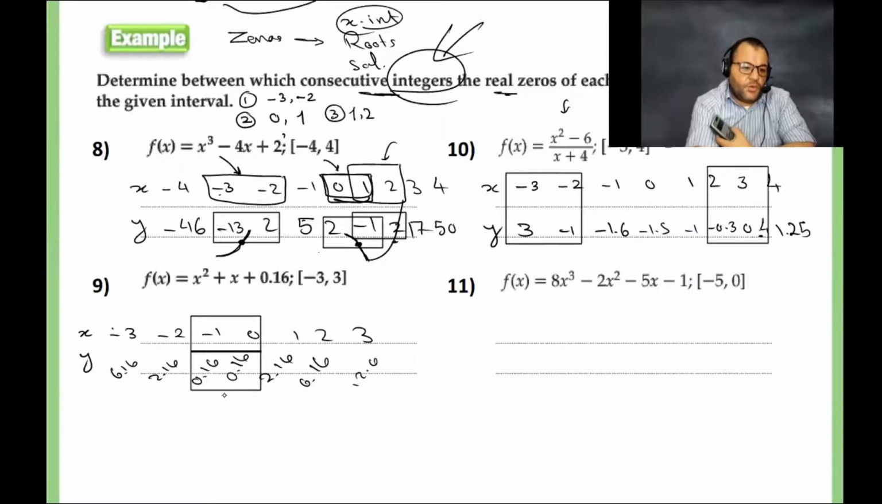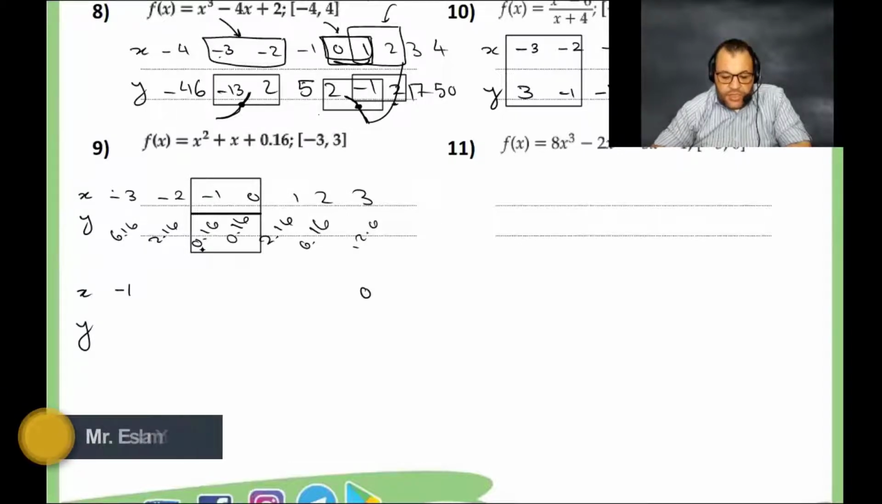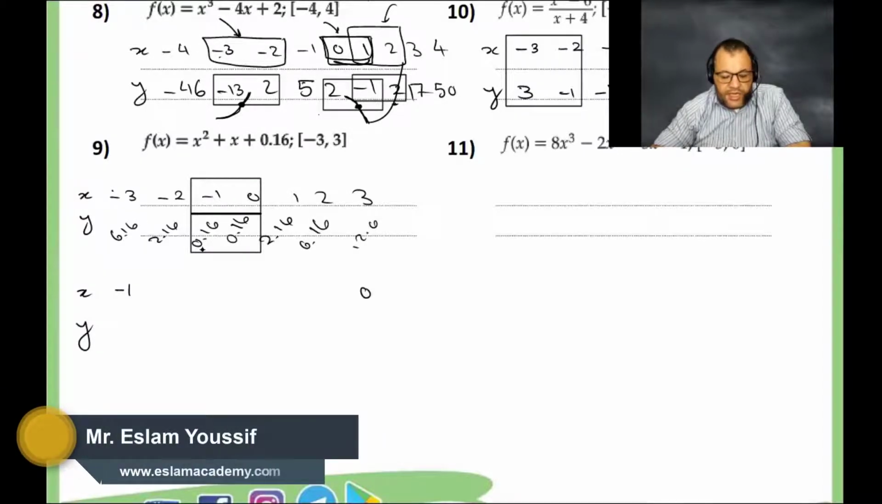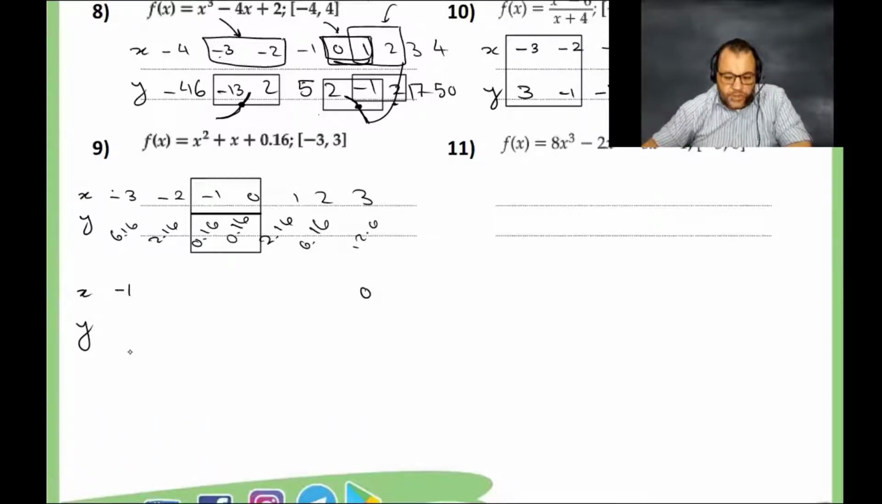Repeat again for the table for this one. We have x and we have y. You have to start from -1 and end at 0 by using step 0.1. So again, for the same function, x power 2 plus x plus 0.16, start from -1, end at 0, step 0.1. You will find that for -1, the answer is 0.16.